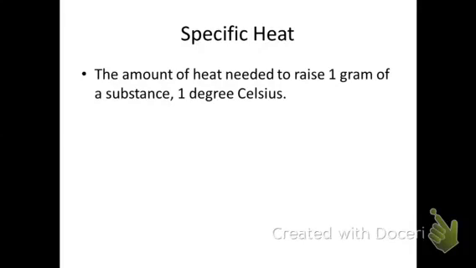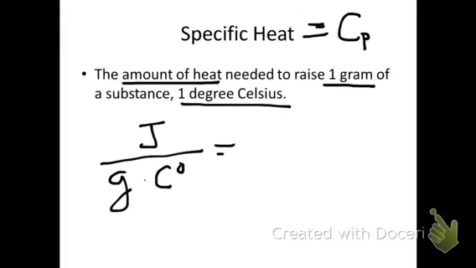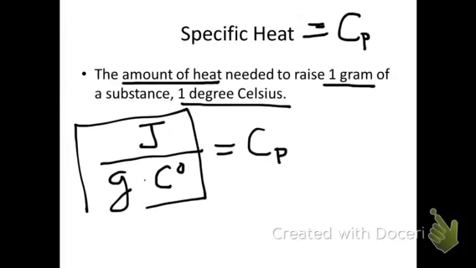We're going to take a look at a specific heat problem. When we define specific heat, it is the amount of heat in joules needed to raise 1 gram of a substance 1 degree Celsius. We use the variable capital C with a subscript of P to define specific heat, and our units of measurement are the ones that I just wrote down.